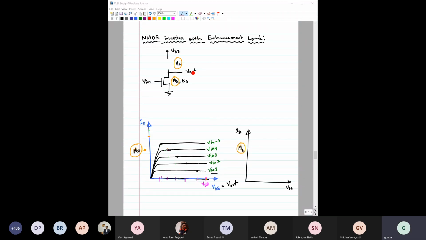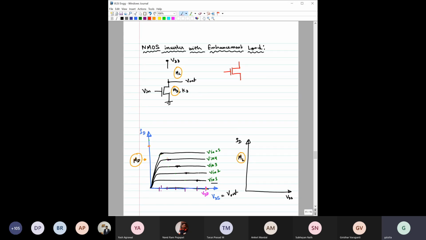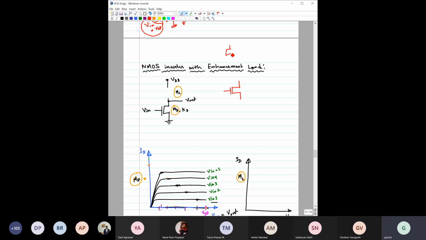Right. So the next design would be this NMOS inverter with enhancement load. So what do you mean by enhancement load? Enhancement load means it is basically a MOSFET. Say this is a MOSFET, again an N-channel MOSFET. By the way, I should say it beforehand: we will be using this symbol for NMOS, and this symbol with the bubble is for PMOS. Okay, so please do remember that. NMOS is this, PMOS is this.